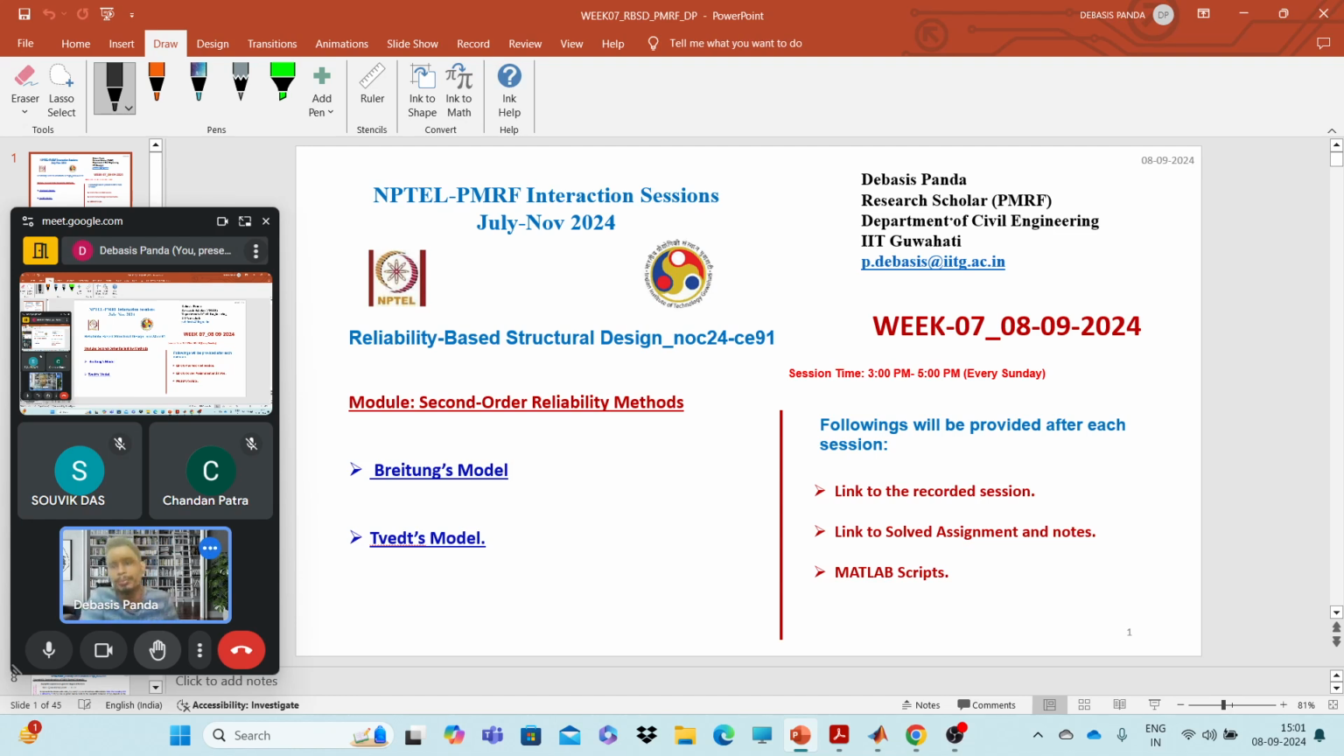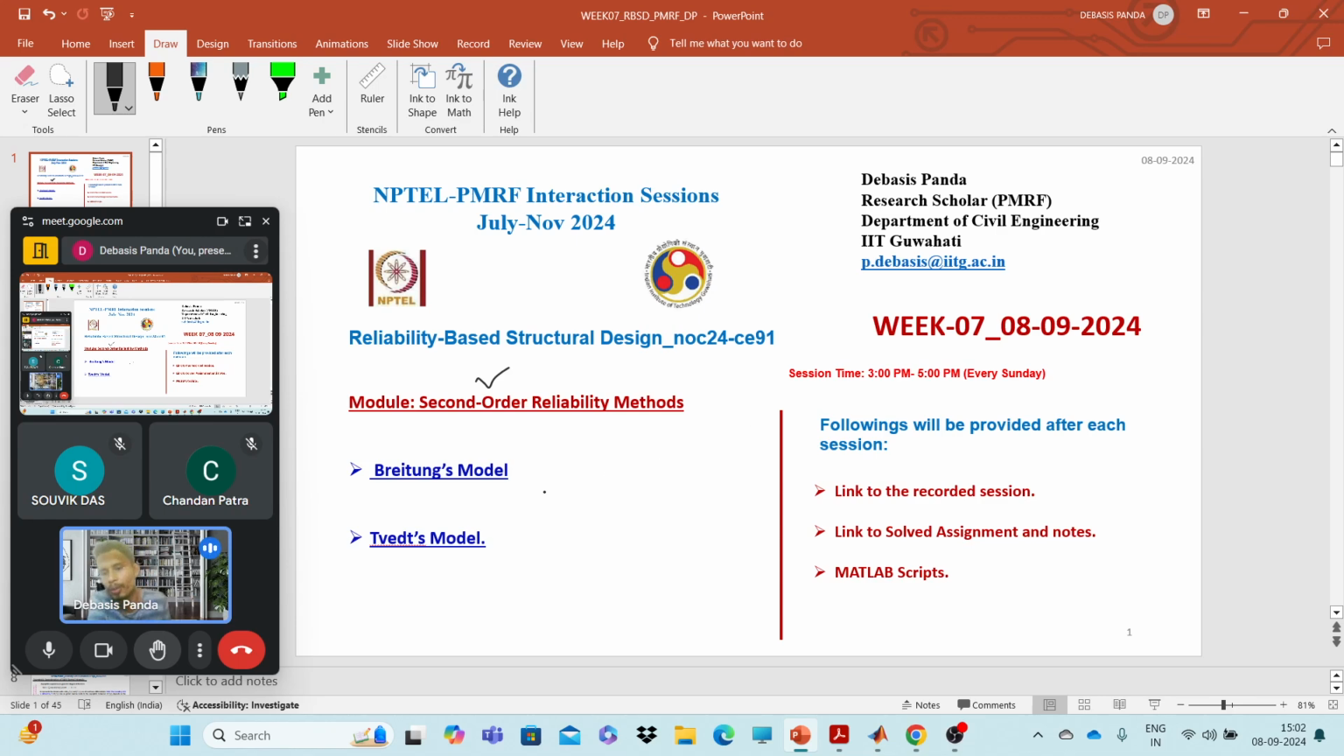So today we will go through the second order reliability methods, where first we will go through Breitung's model. Then we will code the algorithm in MATLAB and solve different kinds of problems using the Breitung approximation for solving second order reliability problems. Also, we will compare the second order results with the first order reliability method results, and we will see when the second order reliability method will give better results.